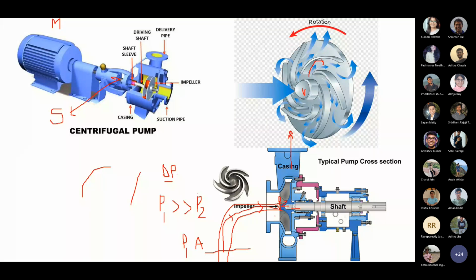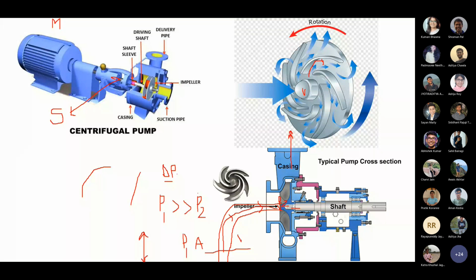So if you take a low capacity pump, it can only generate very little amount of vacuum. If the depth of the fluid is very high, and if that vacuum is not sufficient to pull, then water will not come. That is one.